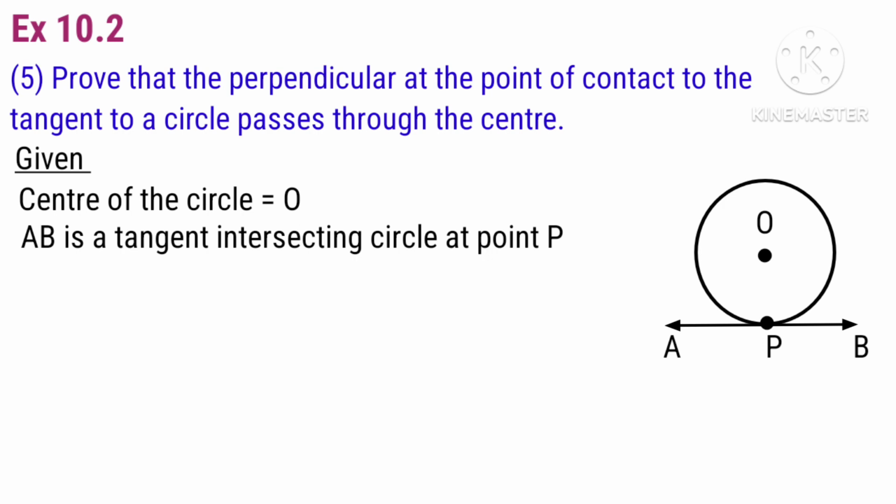Now we have to prove that the perpendicular to the tangent at the point of contact passes through the center. So we know that a tangent to a circle is perpendicular to the radius at the point of contact. So we can write OP is perpendicular to AB. So we can write it as angle OPB is equal to 90 degrees. Let's consider this as equation 1.